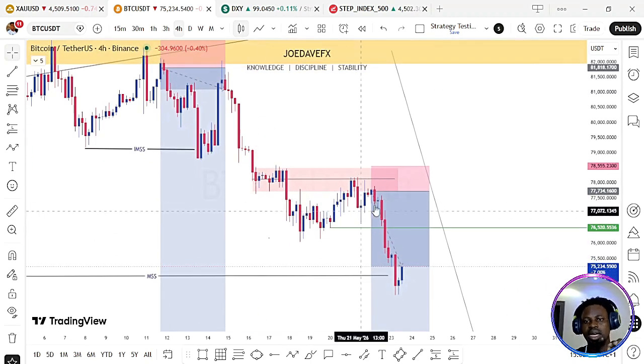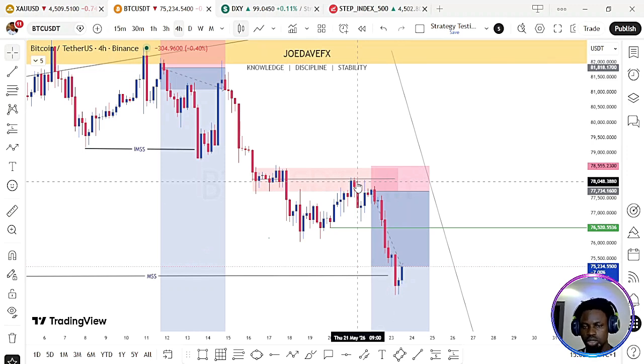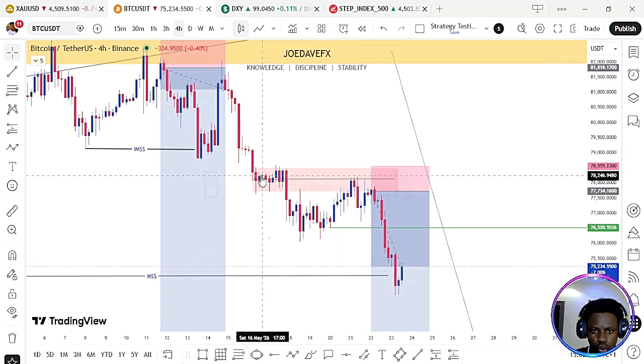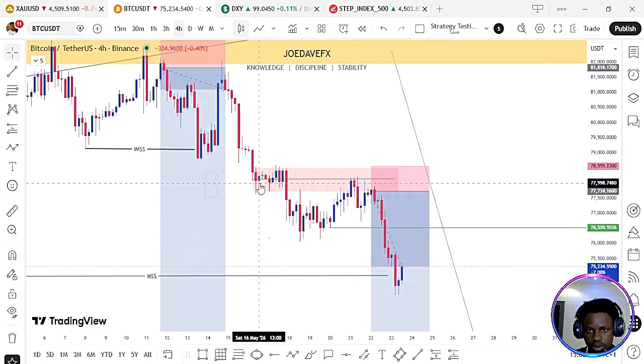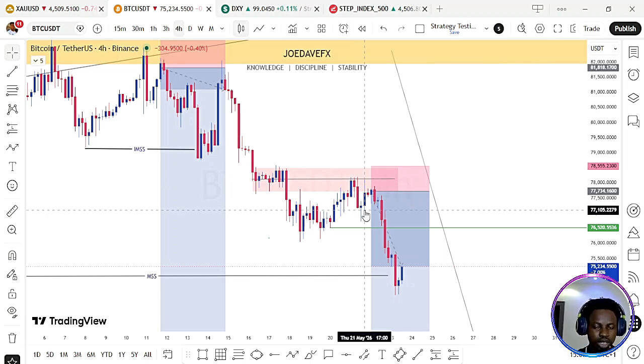Now, how was I able to get this second entry? It was very, very simple. You could actually see that this is like a supply zone, and price came into it and started selling from there. Now, this is the supply zone on the 4H time frame, but if I go to the daily time frame, it's actually a hidden block.